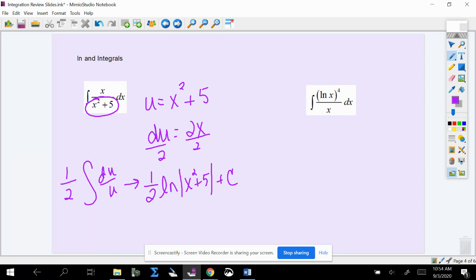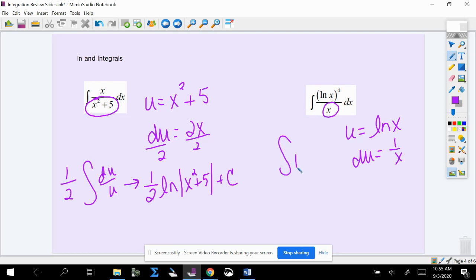If you have a situation where natural log is part of your integral, it has to be your u. There is no exception to this. It's actually going to show up this week in another format, but the rule is the same. Your u has to be the natural log. The derivative of the natural log of x is 1 over x, which is exactly what you have.